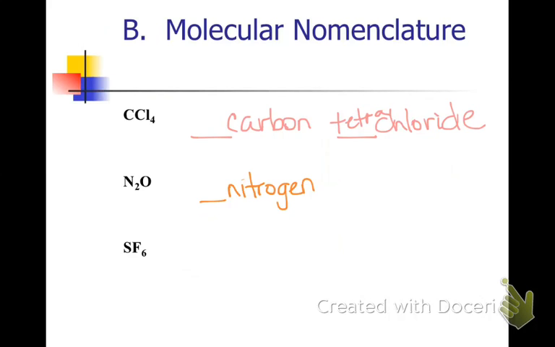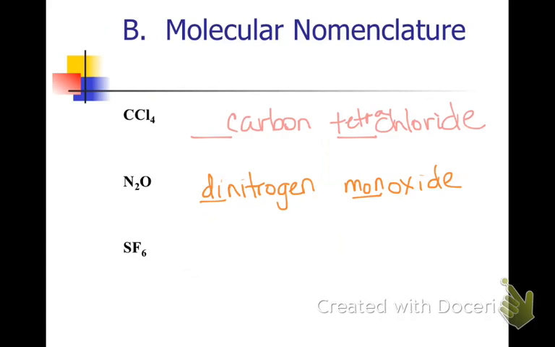Nitrogen. And what's the name for O? Oxide. Okay. What prefix goes with nitrogen? Di. And what prefix goes with oxide? Mono. Okay? So I would not put two O's together. It's not monooxide, it's monoxide.